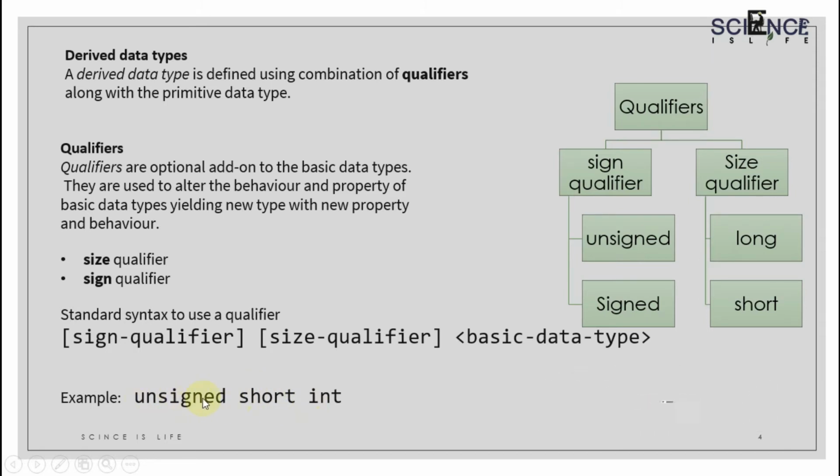So here, this is what? Sign qualifier. So it is unsigned. And this is the size qualifier. It is short. And this is the data type, the basic data type. It is integer. So by the combination of these three, we get a derived data type, unsigned short int, right?